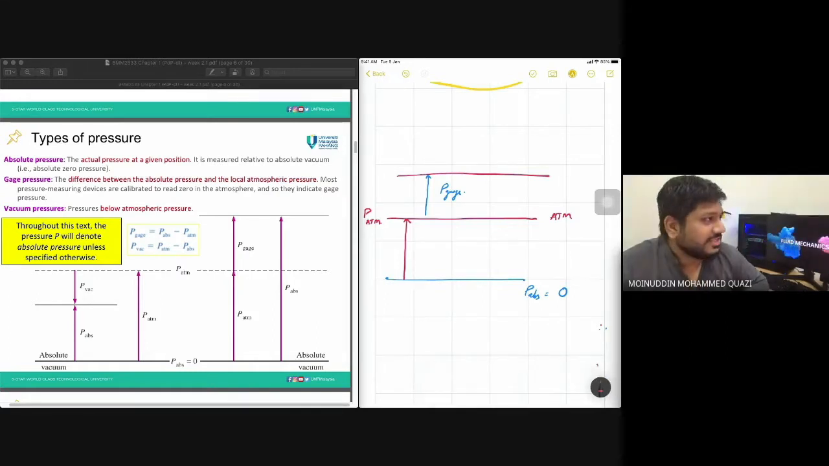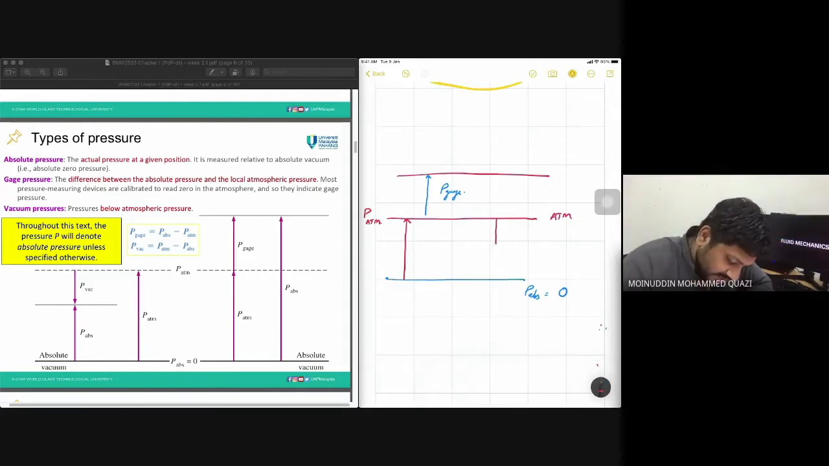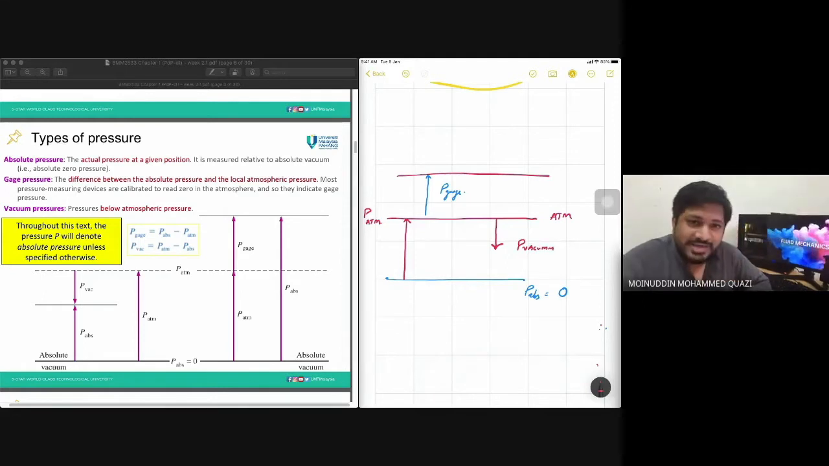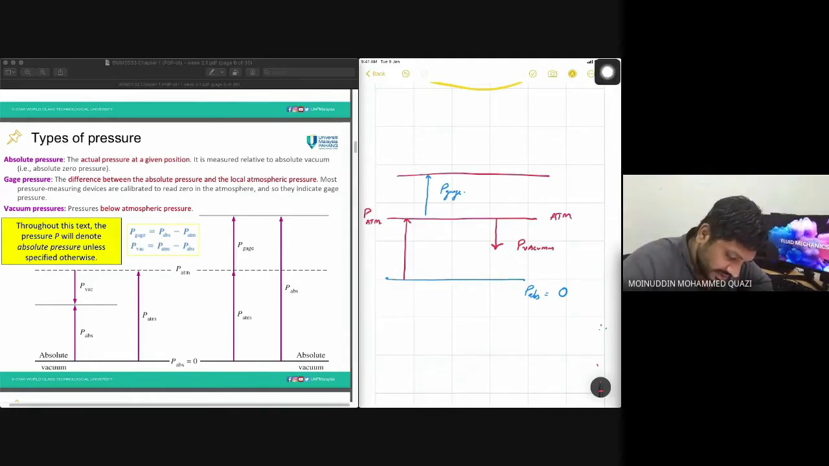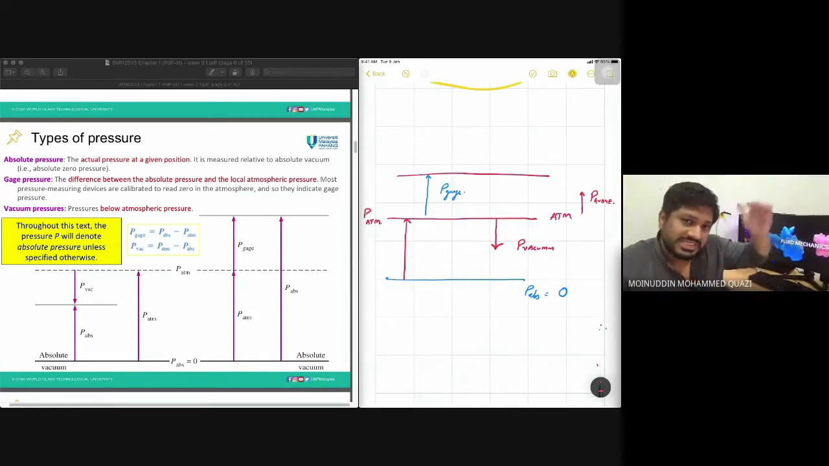The absolute pressure definition is the actual pressure at a given position. The gauge pressure is the difference between absolute pressure and local atmospheric pressure, and vacuum pressure is the pressure below atmospheric pressure. So any pressure which is below atmospheric pressure is P vacuum, and any pressure which is above the atmosphere is P gauge. That is why absolute pressure I am measuring from space.